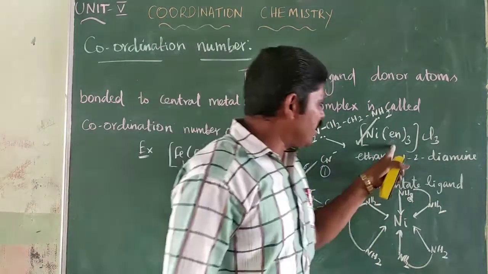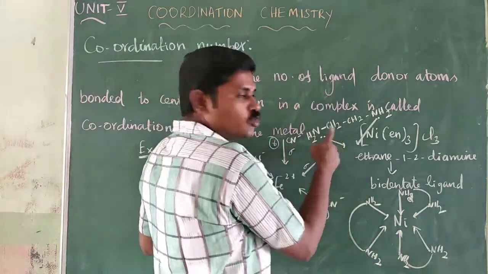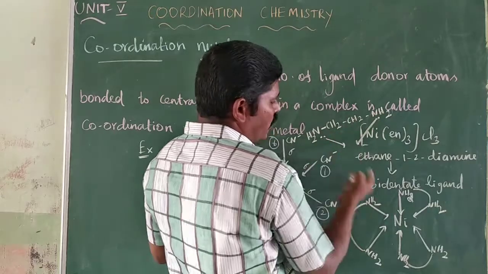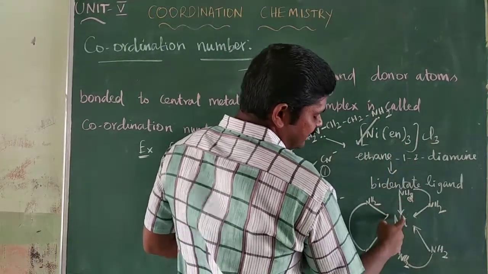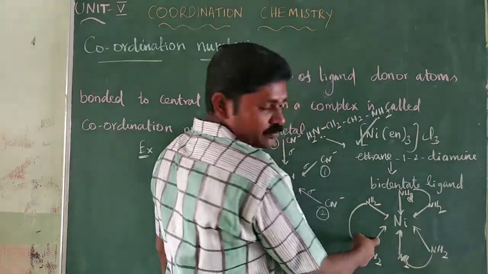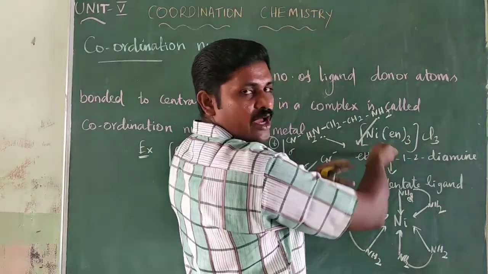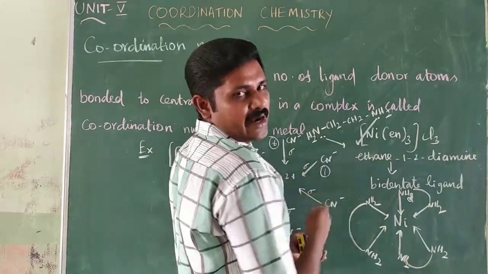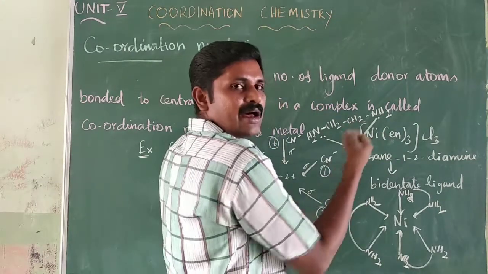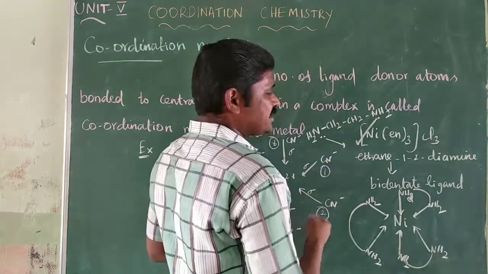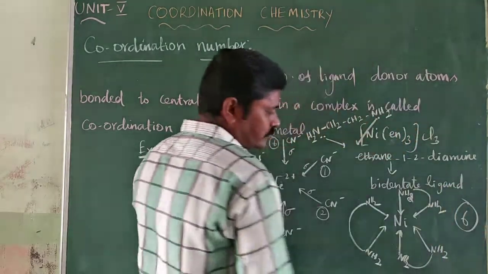Okay, students, so en is a bidentate ligand. One ligand has 2 donor atoms, two nitrogen donor atoms. So when there are 3 en, there will be 3 into 2, 6 donor atoms. So for a bidentate ligand, we multiply the number of ligands by 2 to get the coordination number. En, oxalate, glycinate are bidentate ligands. Okay, so coordination number 6.